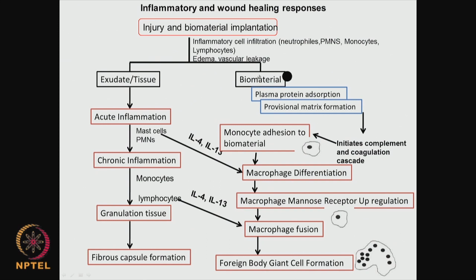So, all these are happening in this route, whereas we have exudate tissue, acute inflammation, these are called mast cells, then chronic inflammation, then we have granulation tissues, fibrous capsule formation. So, this is another route which tries to repair your injury and which tries to lead to inflammation. So, we can have this route which leads to foreign body giant cell formation, we can have this route which leads to fibrous capsule formation.